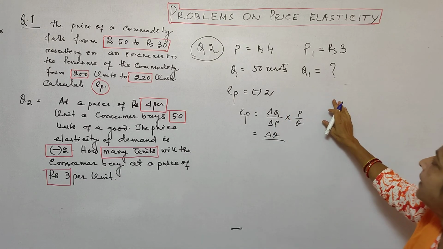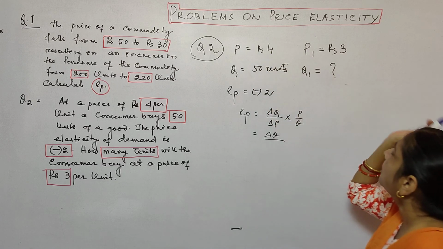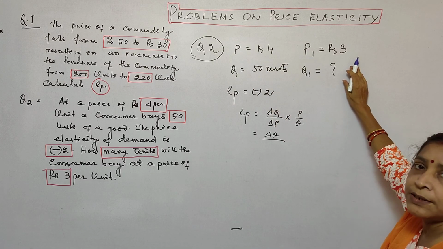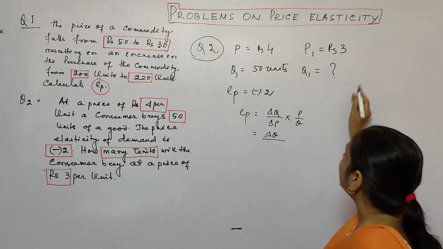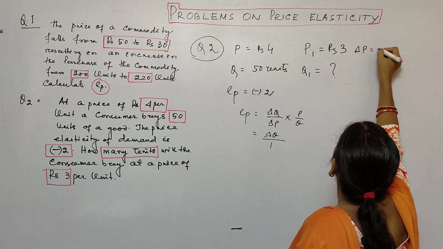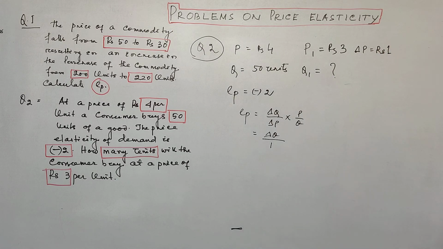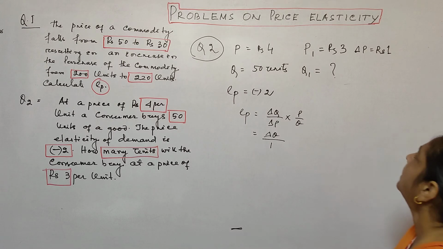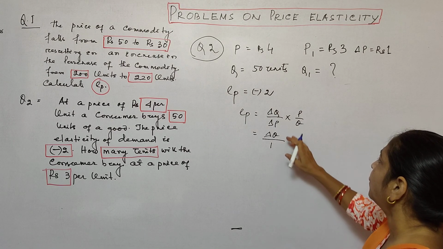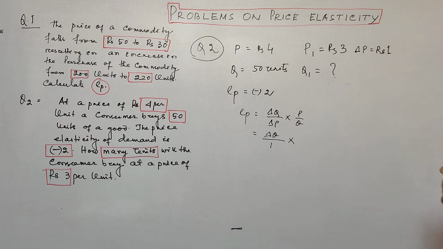What is the value of delta P? See here, the initial price is rupees 4, and the price falls to rupees 3. So delta P is 1. Our delta P is rupees 1. This is the change, 4 से 3 हो गया. So delta Q by delta P into P.